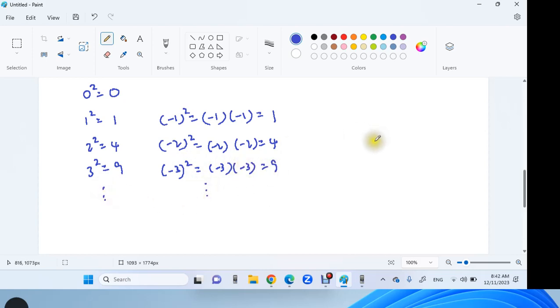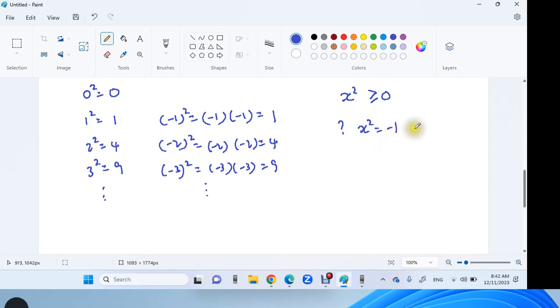So from here, what we can observe is that the value of a square is always greater than or equal to 0. We must remember this property. x squared is always greater than or equal to 0. The minimum value for x squared is 0. So now, someone will ask, is there any number x such that x squared is equal to negative 1?